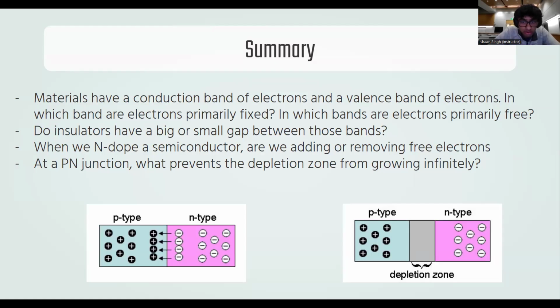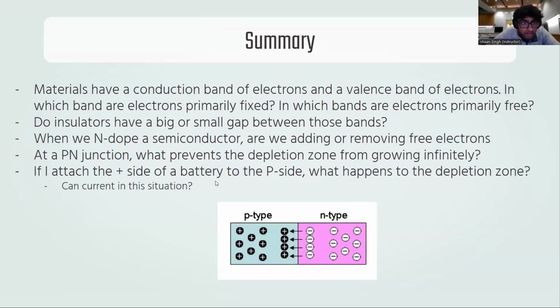So the answer I'm looking for is the electric field in particular. The electric field that exists, once these electrons start flowing, an electric field forms from N to P, and that prevents the depletion zone from further growing. You can look back earlier in the slides for the in-depth explanation as to what's going on there. We're running out of time, so I just want to move on.